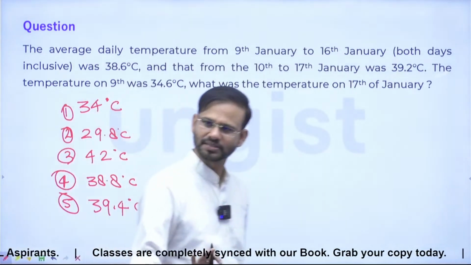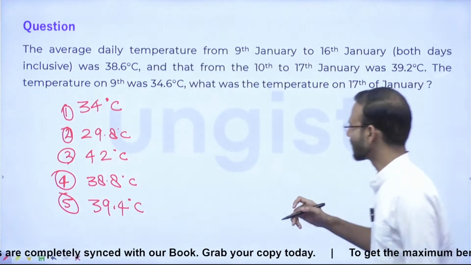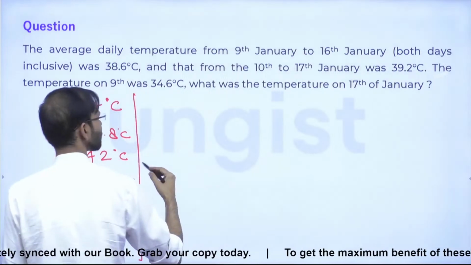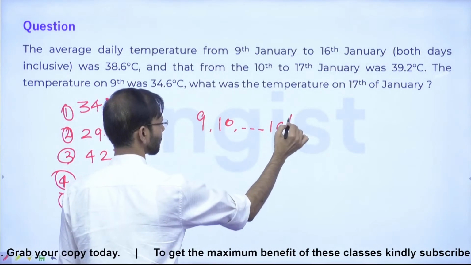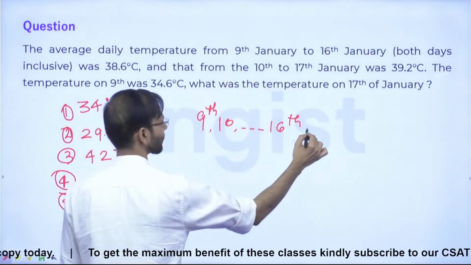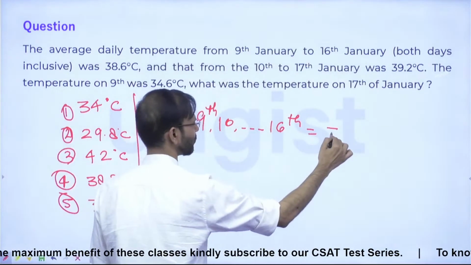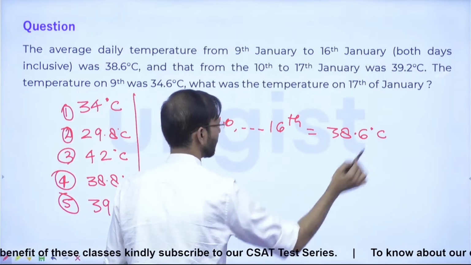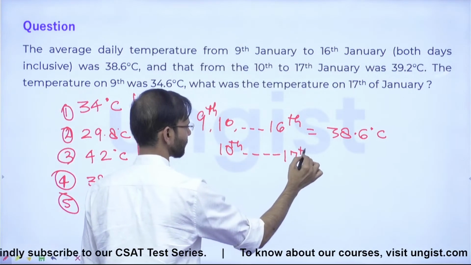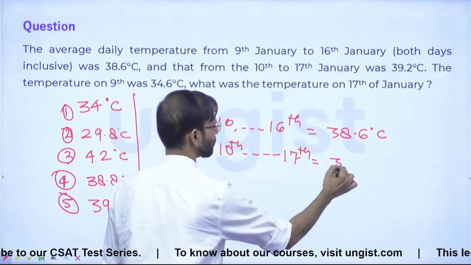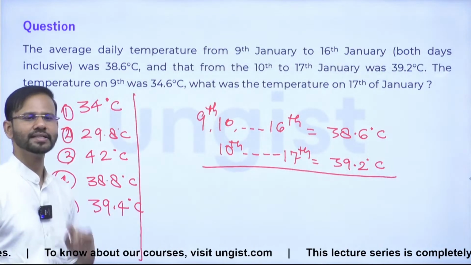Guys, shall we discuss? Everyone, shall we discuss? Okay. So friends, now let's start the discussion. The average daily temperature from 9th January to 16th January, both days inclusive, was 38.6 degrees Celsius. And that from 10th to 17th, both days inclusive, was 39.2 degrees Celsius. See friends, first of all just tell me how many days are there in each series?